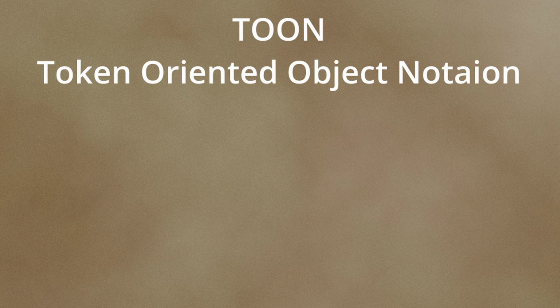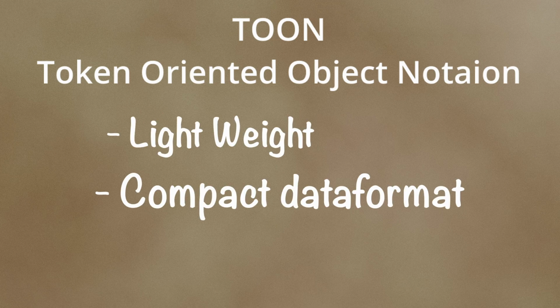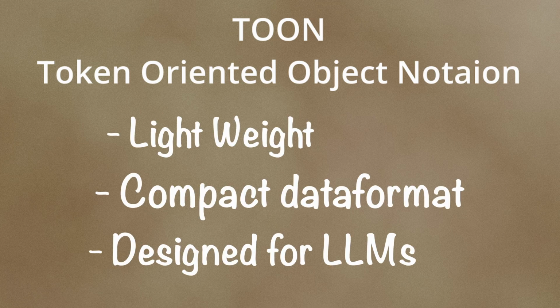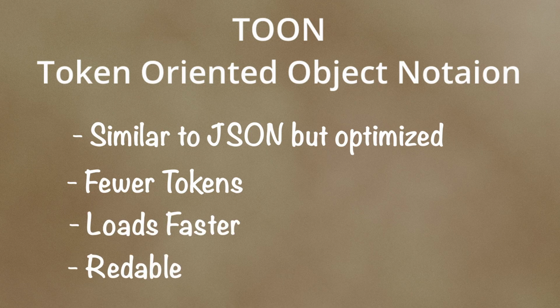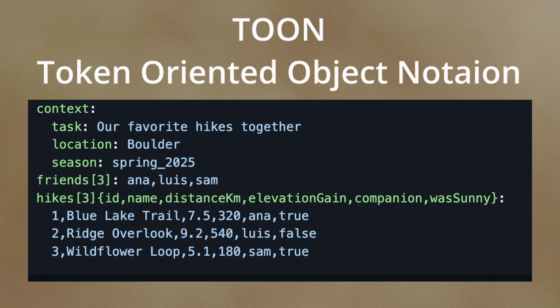Let's dive in. TOON or token oriented object notation is a lightweight, compact data format designed specifically for LLMs and token based systems. It is similar to JSON but optimized so that it produces fewer tokens, loads faster, and stays readable. This is what TOON looks like. Notice that it removes unnecessary characters like quotes, braces, and commas where possible. The structure becomes clean, almost like a hybrid YAML plus JSON, but optimized for tokenizers.